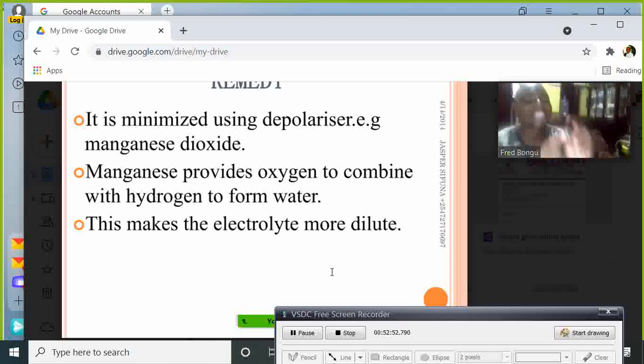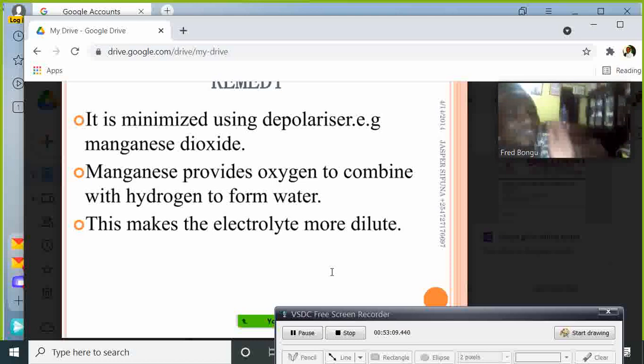This one is prevented by, inside this cell, they have put a depolarizer. This defect of forming gas bubbles at the copper electrode, which is going to prevent the flow of electrons, is called polarization. So for you to prevent polarization, you add a depolarizer. That's manganese dioxide, manganese 4 oxide. Manganese 4 oxide provides oxygen to the cell, and this oxygen is going to react with the hydrogen to form water. So we are not going to have bubbles at the end.